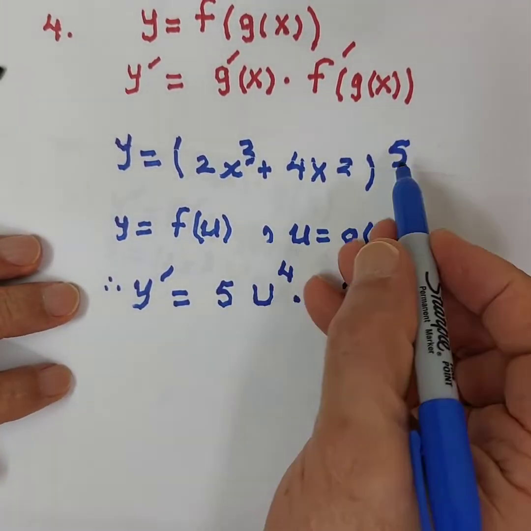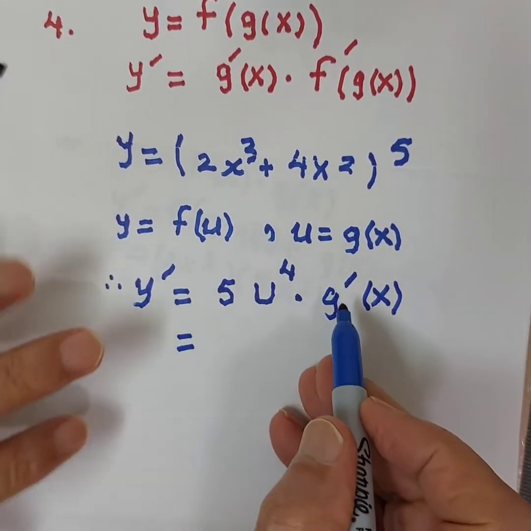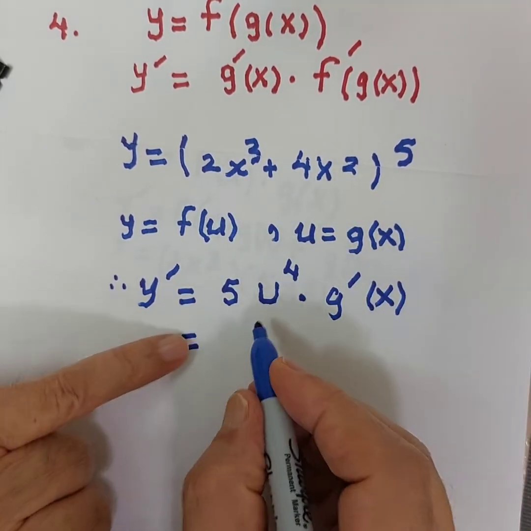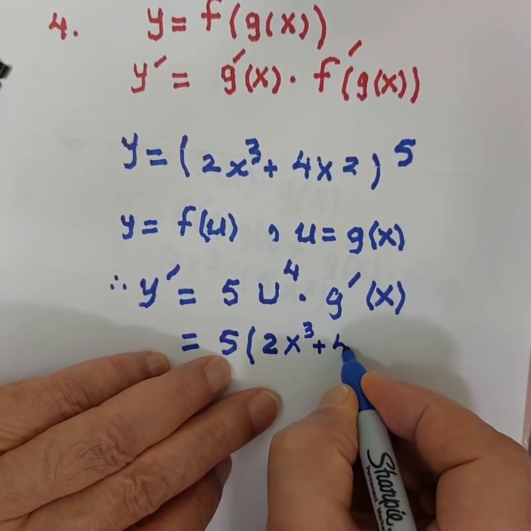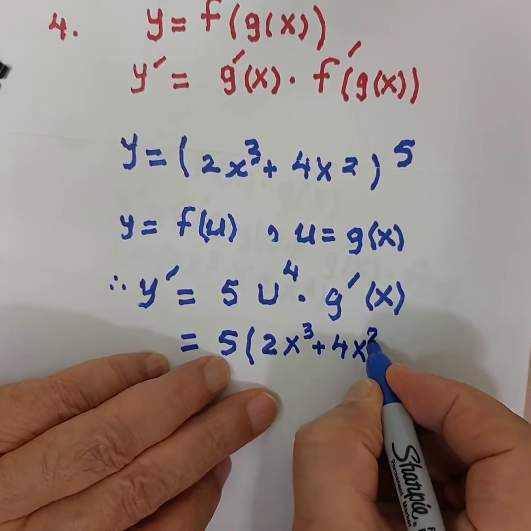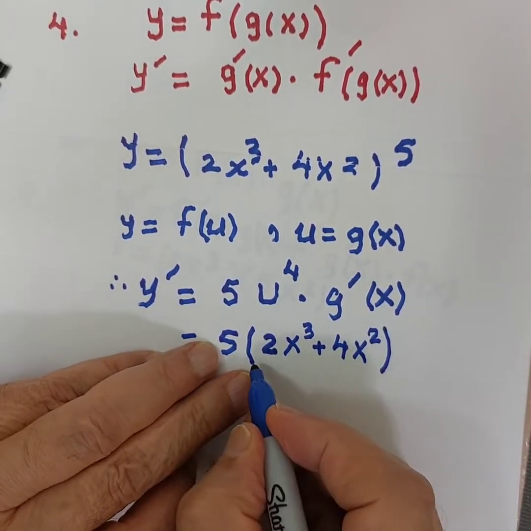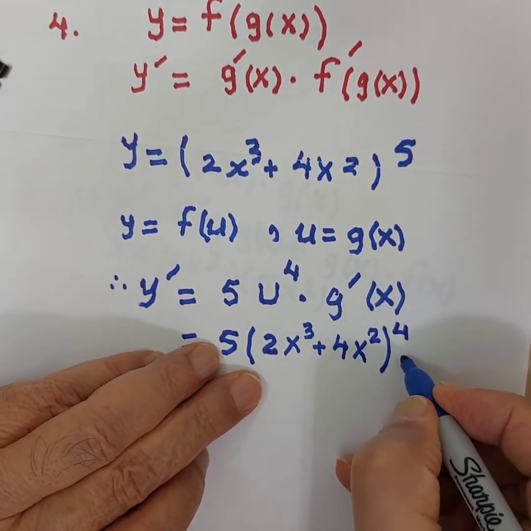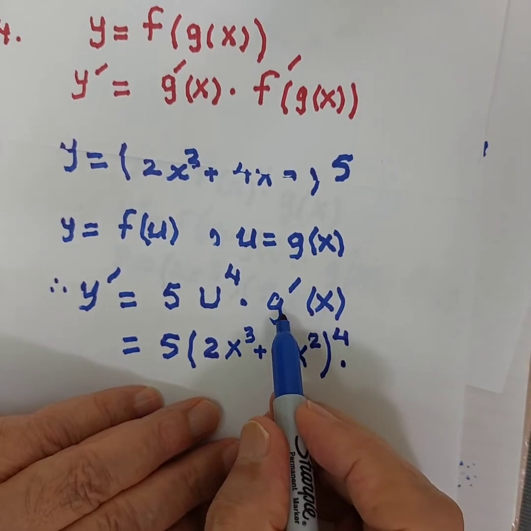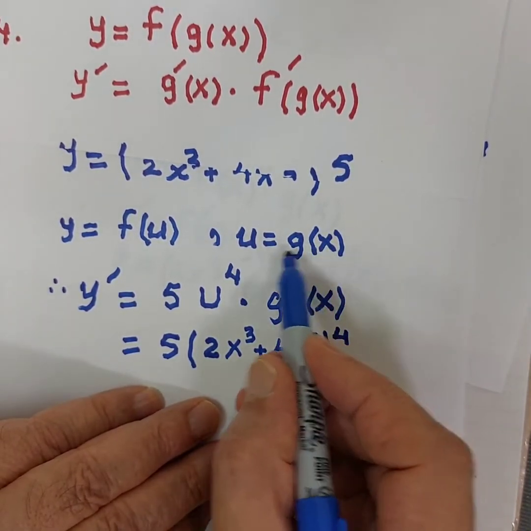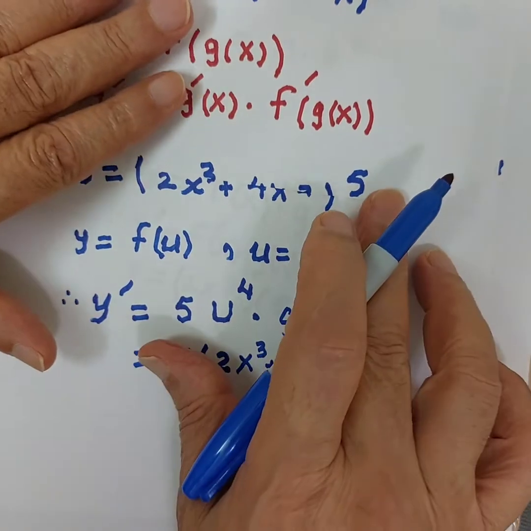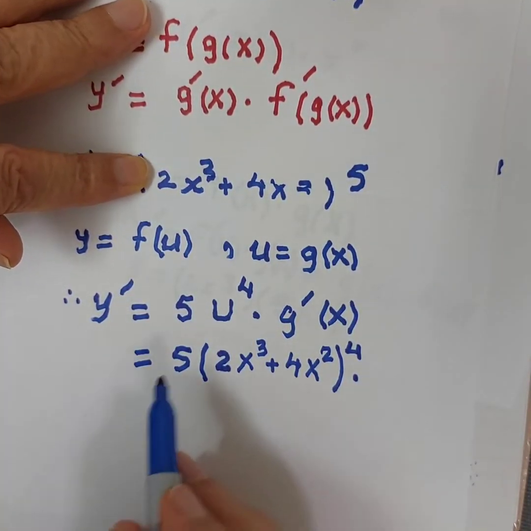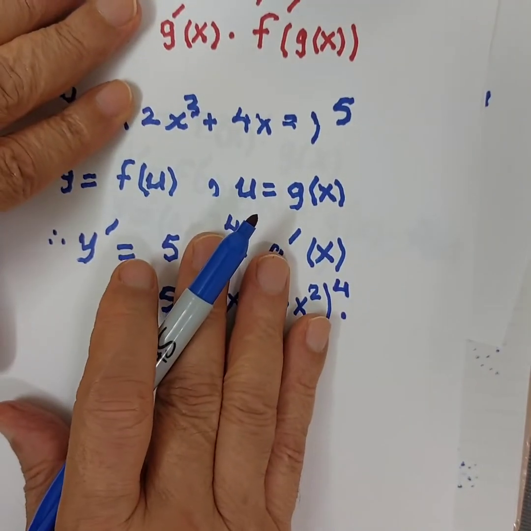That means here, if we want to substitute u by this value, it will be 3 plus 4x squared, all inside the brackets, and now the power, instead of 5, it will be 4. Then find the derivative of g(x). g(x) is u. That means we have to find the derivative of what is inside the brackets. What's the derivative of what is inside the brackets?